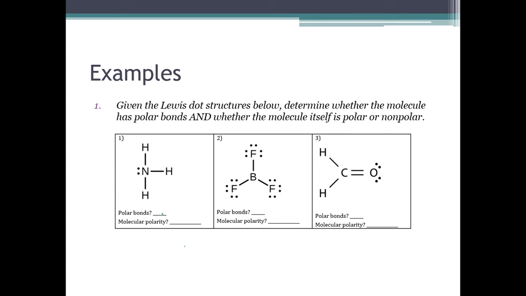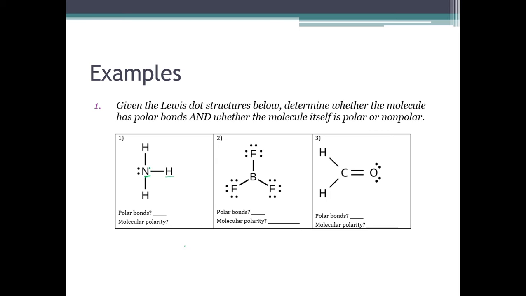Our first one here, does it have polar bonds? We've got nitrogen and hydrogen bonds. We have 3 of those. Notice we're not asked to calculate the difference in electronegativity. This is based strictly on pattern recognition.